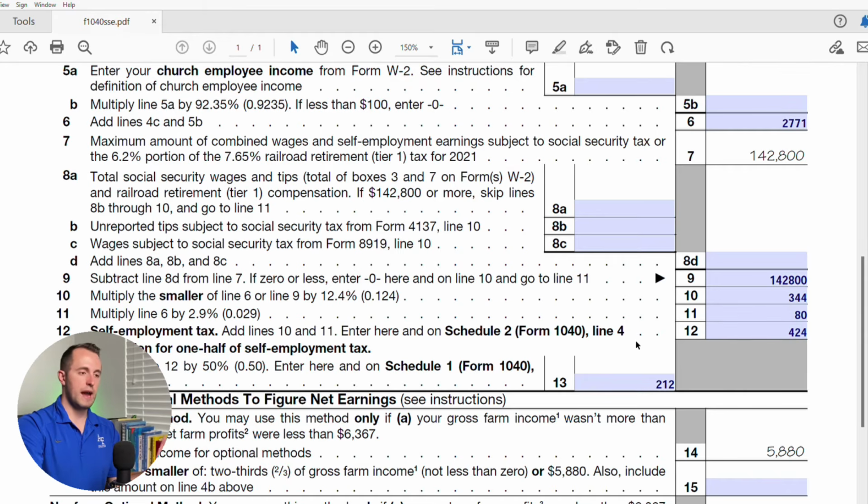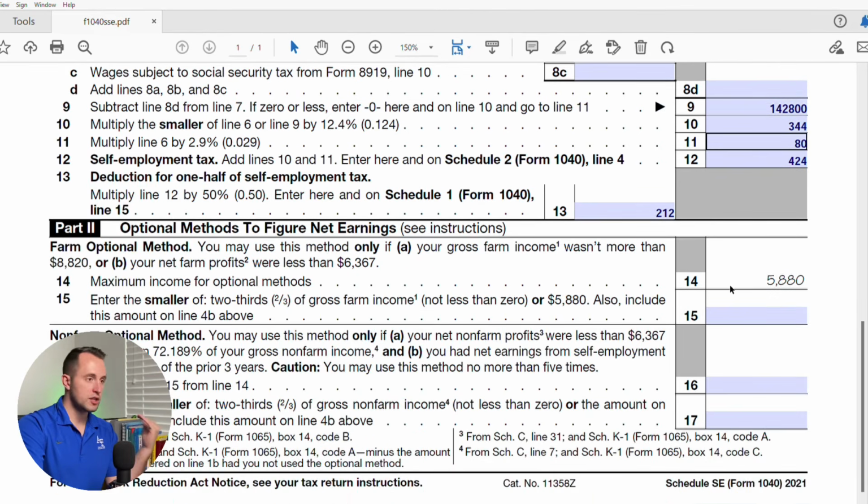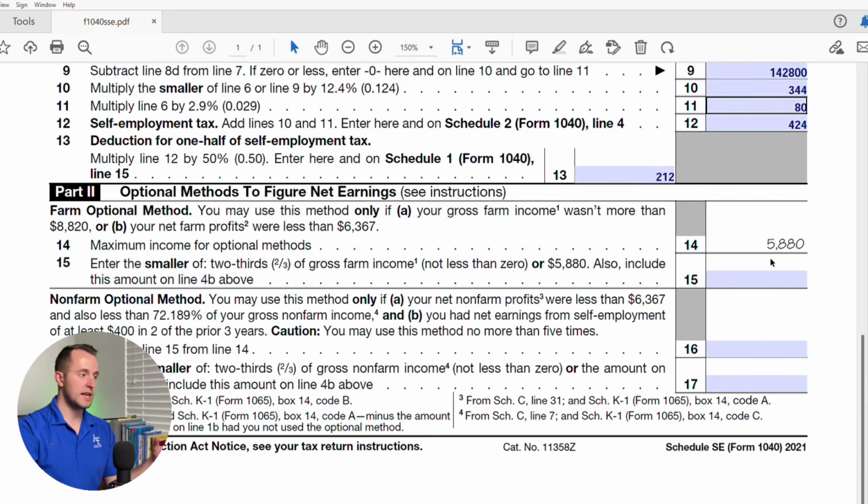And then to figure out how much you're able to deduct, because you can deduct half of your self-employment taxes from your income taxes, you're just going to multiply whatever is in line 12 times 0.5. And so we're going to take this number, $212, and we're going to enter it on Schedule 1, Form 1040, line 15. And as long as you're not a farmer, line 13 is the last one you need to worry about. And congratulations, you are done with IRS Form 1040 Schedule SE.